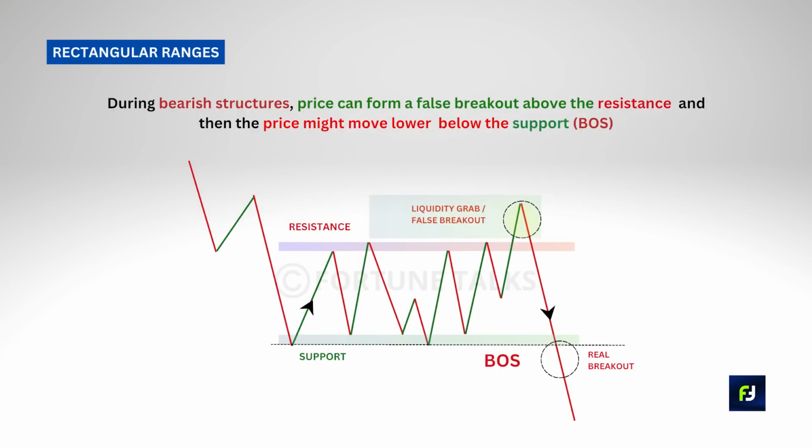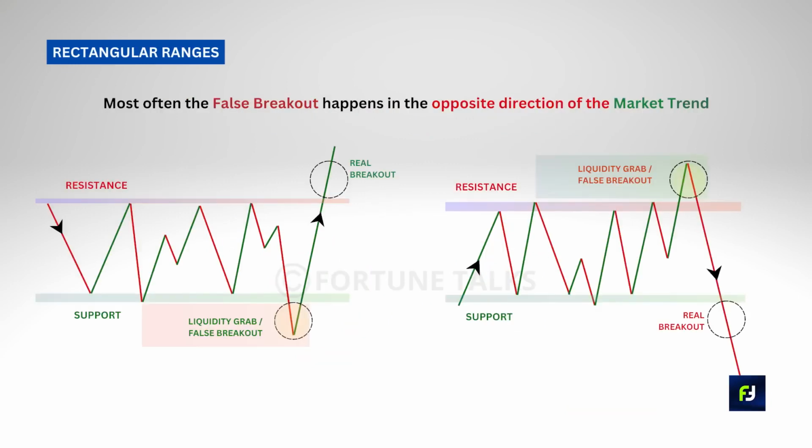On the contrary, if the market structure is bearish, then most probably we might see a false breakout above the top resistance level so as to absorb all the buy side liquidity, and then the price might move lower and form a real breakdown below the support level. Now, this analysis is not 100% accurate because we cannot predict the occurrence of a false breakout perfectly. Since there is liquidity available on both sides of support and resistance, it can lead to more than one fake out. Or in some cases, there might not even be a fake out.